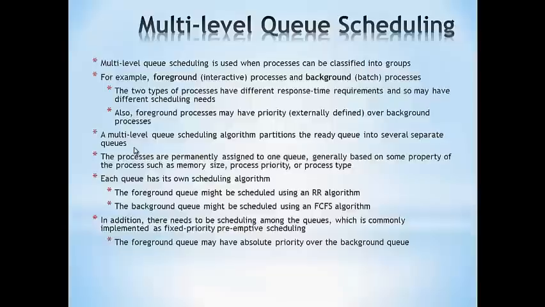And in a multi-level queue scheduling algorithm, each queue can have different scheduling for its processes. Like the foreground queue might be scheduled using the round robin algorithm, and the background process queue might be scheduled using the FCFS algorithm. And in the multi-level queue scheduling algorithm, we need to schedule the queues also, which is commonly implemented as fixed priority preemptive scheduling.